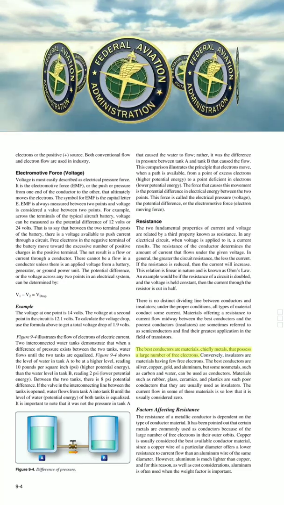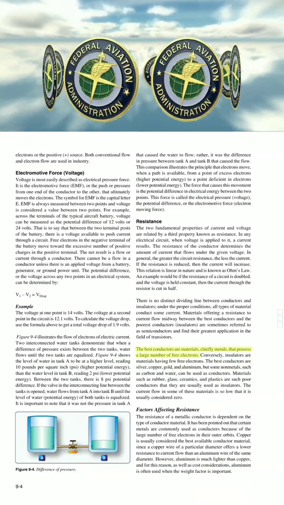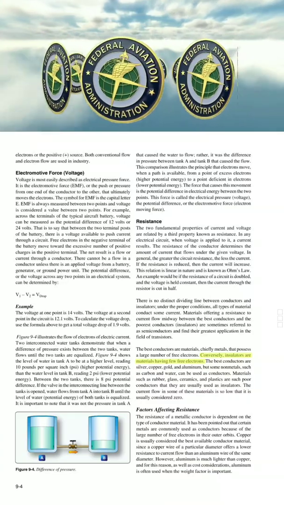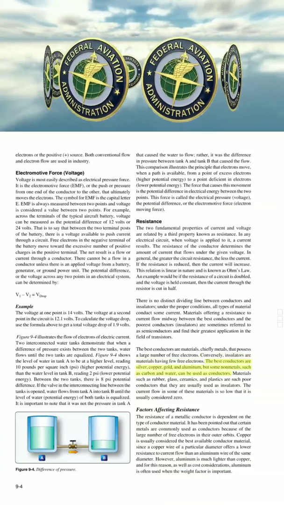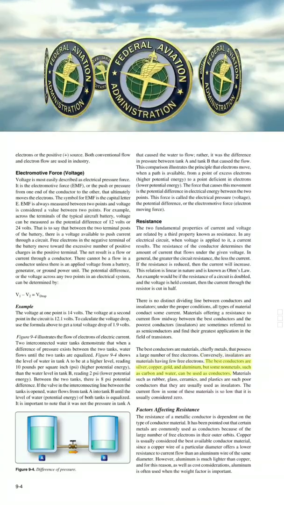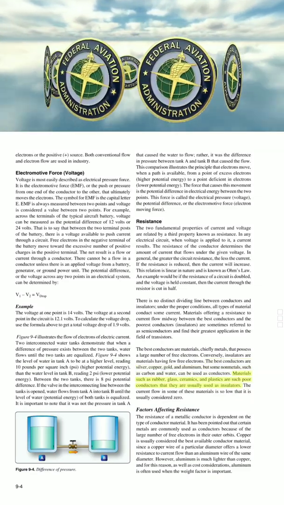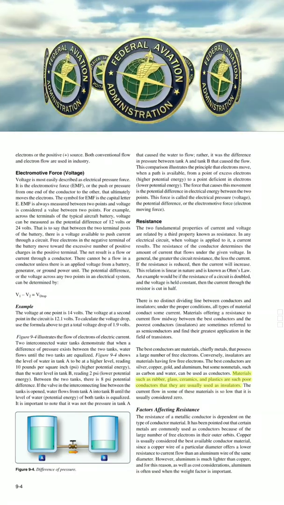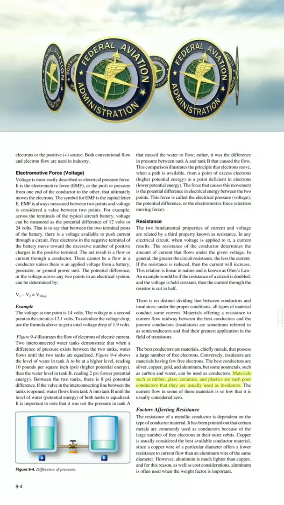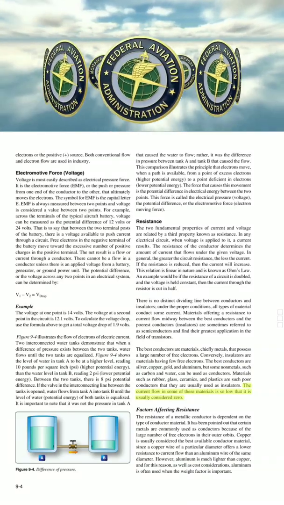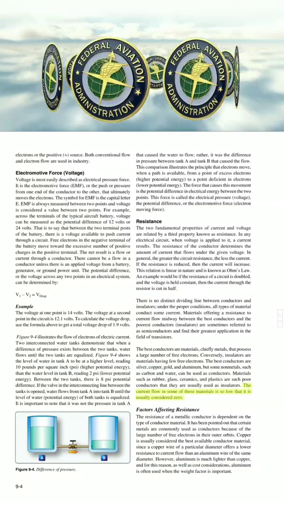The best conductors are materials, chiefly metals, that possess a large number of free electrons. Inversely, insulators are materials having few free electrons. The best conductors are silver, copper, gold, and aluminum, but some nonmetals, such as carbon and water, can be used as conductors. Materials such as rubber, glass, ceramics, and plastics are such poor conductors that they are usually used as insulators. The current flow in some of these materials is so low that it is usually considered zero.